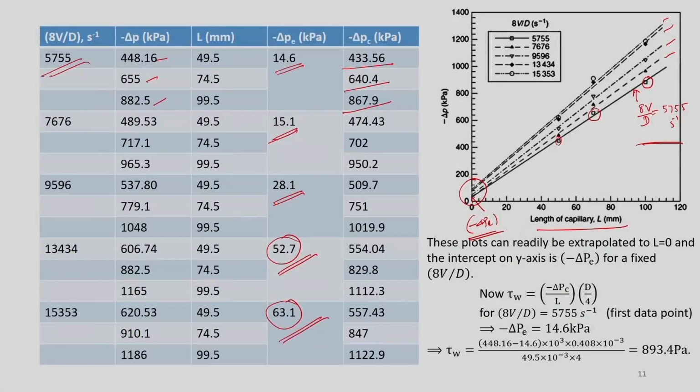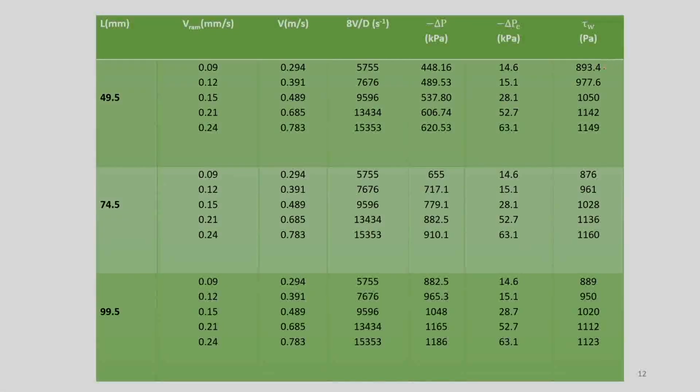So, using those delta P C, let us say for the first point, tau W is equal to minus delta P E multiplied by D divided by 4L, minus delta P C by L times D by 4. When you substitute all the values here, you get tau W equal to 893.4 pascals. So, the first tau W value we have calculated is 893.4 pascals. Likewise, we have to obtain all other values and then tabulate here.